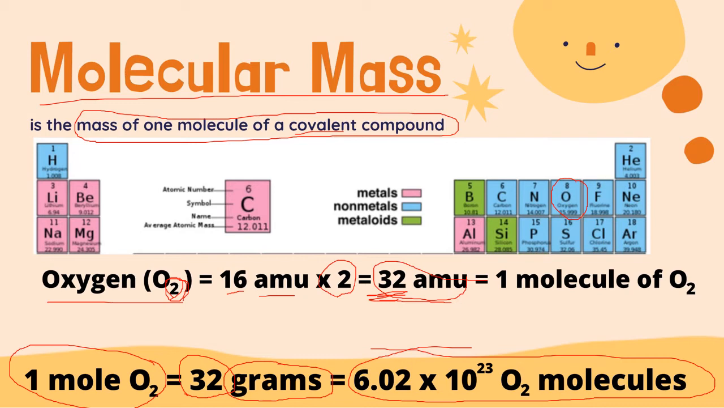Since particles are very small, we cannot count them one by one, and if we wanted to get 1 mole of oxygen, or if we wanted to get 6.02 times 10 to the 23 oxygen molecules, all we have to do is weigh 32 grams of oxygen, and then you will get the number of molecules of oxygen that you wanted, which is 6.02 times 10 to the 23.